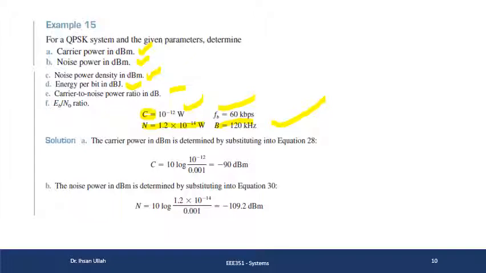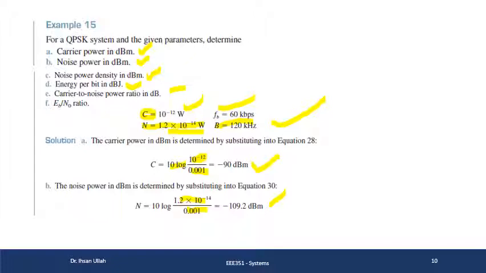सबसे पहले उसने पूछा कैरियर पावर in dBm. कैरियर पावर आपको दी है, dBm में कन्वर्ट करने के लिए क्या करना होता है, 10 log of this carrier power C divided by 0.001. This gets you the carrier power, which is minus 90 dBm. Now the noise power in dBm can also be computed easily using the same formula. आपको noise power पता है, it is 1.2 into 10 to power minus 14. So same काम आपने यहाँ पे किया, और parts A और B आपने यहाँ पे solve कर लिया.